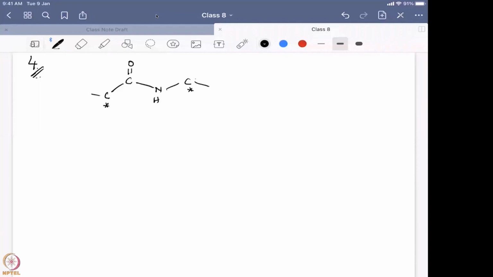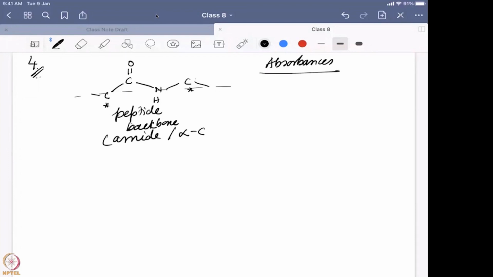And if I try to find out what the absorbances coming from a peptide backbone are, the peptide backbone is mostly amide and this alpha carbon. We have absorbances below 175 nanometer, which are coming from the n to sigma star interaction. What is the n? n is the lone pair coming from the nitrogen, which goes to this N-C sigma star bond, coming below 175 nanometer.